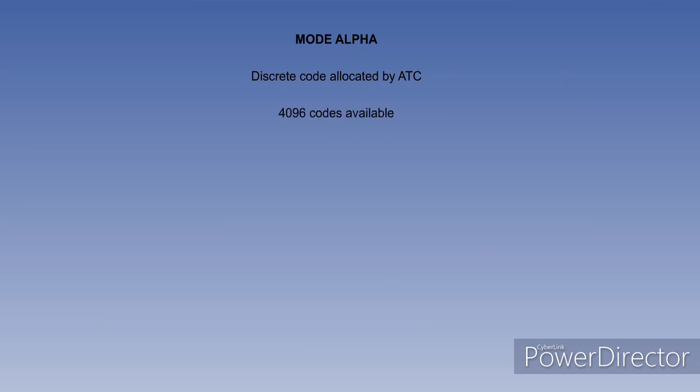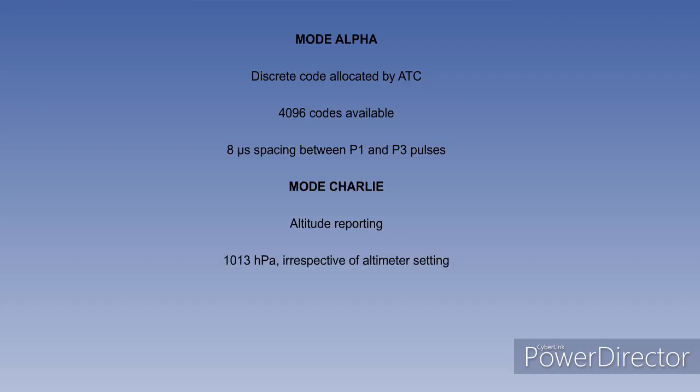4,096 codes are available. There is an 8 microsecond spacing between the P1 and P3 pulses. Mode Charlie is for altitude reporting. It is based on 1013 hectopascals, whatever altimeter setting the pilot is actually using. It is accurate to within 50 feet. It is displayed to the nearest 100 feet. There is a 21 microsecond spacing between the P1 and P3 pulses.